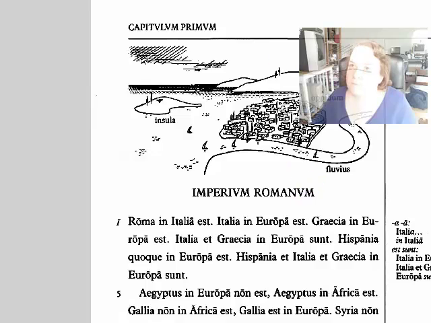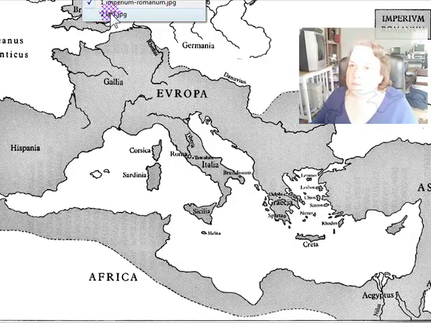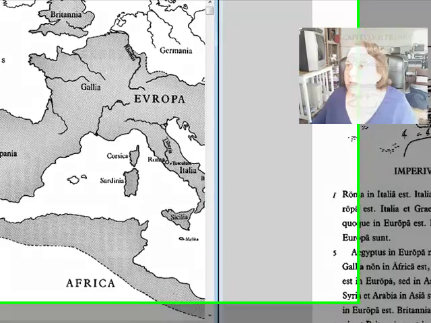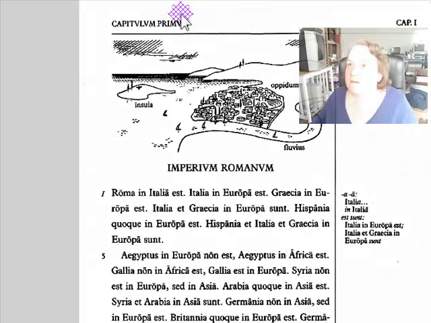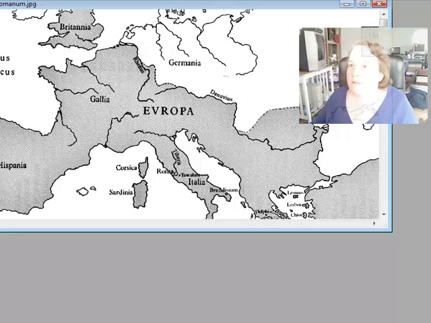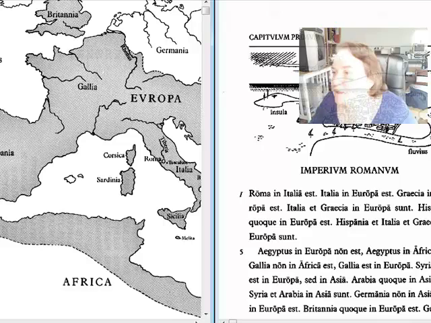I want to go back and show you the map again, and we'll refer to the map as we're reading the Latin. There we go. Capitulum Primum, Imperium Romanum.